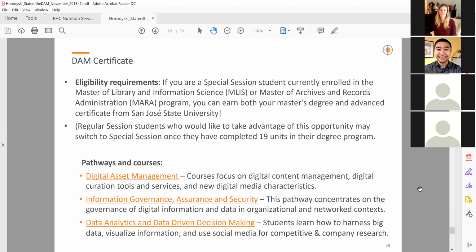You're going to have courses on things like information governance and security. You'll also have things on data analytics and data-driven decision-making, which is such a great, not only topical point of reference, but these are real things that are real jobs that real people are looking for right now. So I'm a big fan of this certificate.